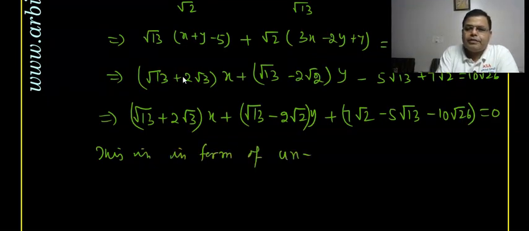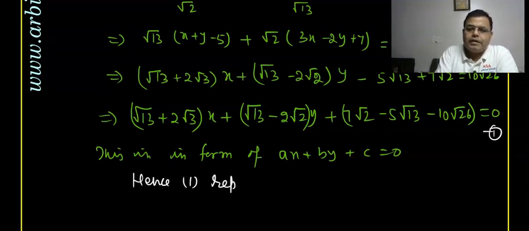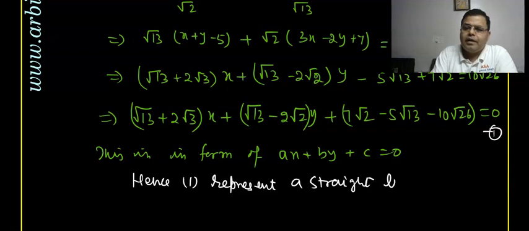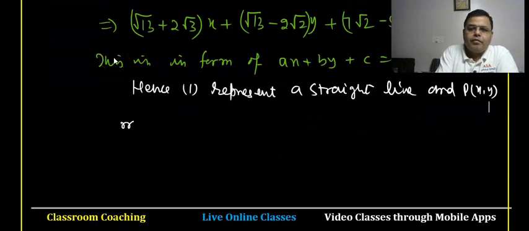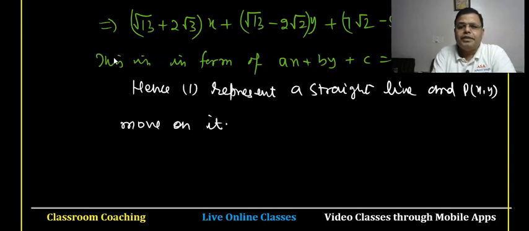Since this is in the form of ax plus by plus c is equal to 0, hence it represents a straight line and P(x, y) lies on it, moves on it. That will be the answer of this question.